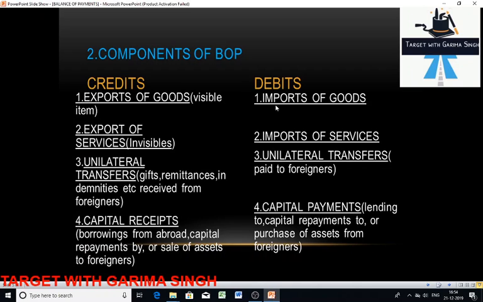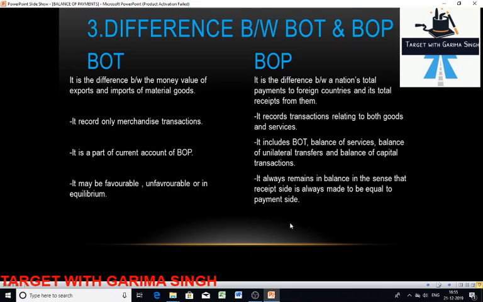So these are the four components of balance of payment: import and export of goods, import and export of services, unilateral transfers, and capital receipt and payment. Now I'm going to differentiate between balance of trade and balance of payment. Balance of trade is the difference between the money value of export and import of material goods. Firstly, I'm going to discuss balance of trade, then balance of payment.